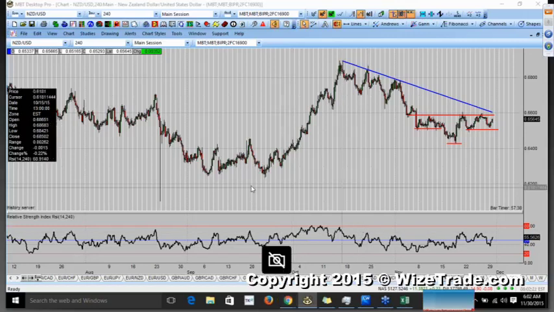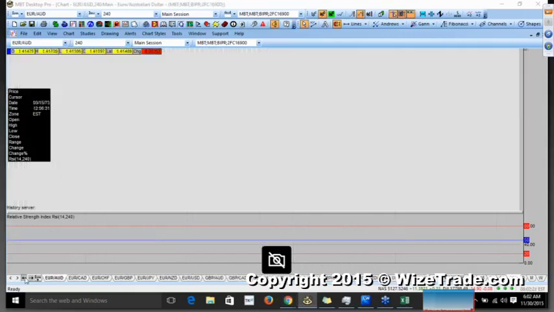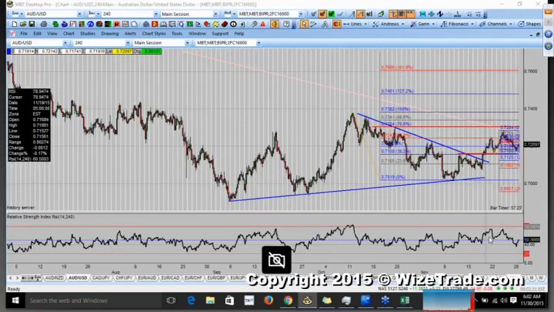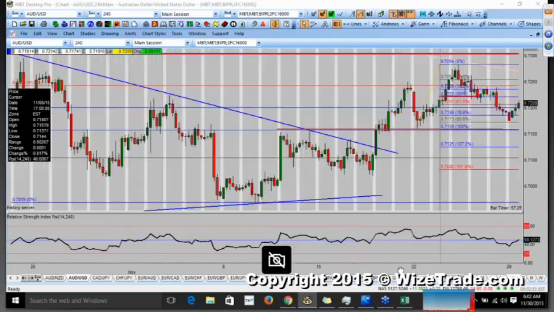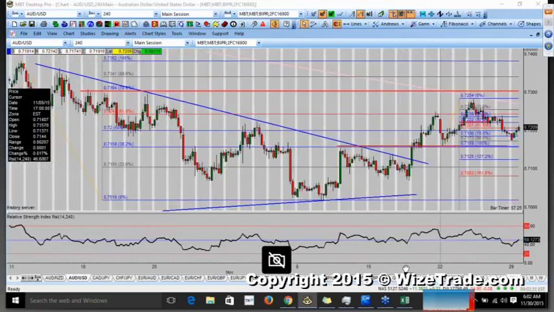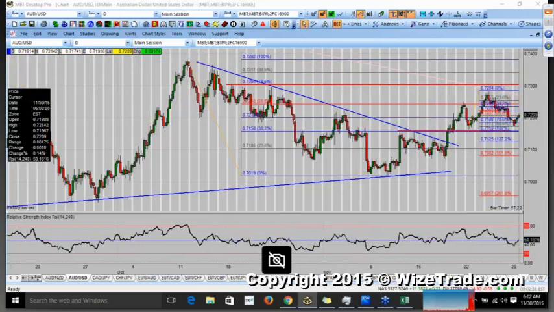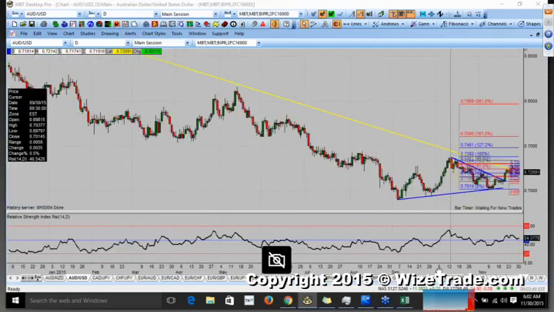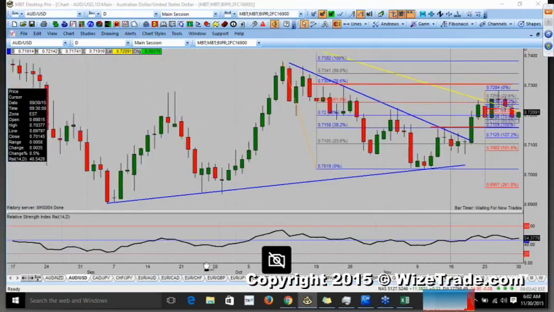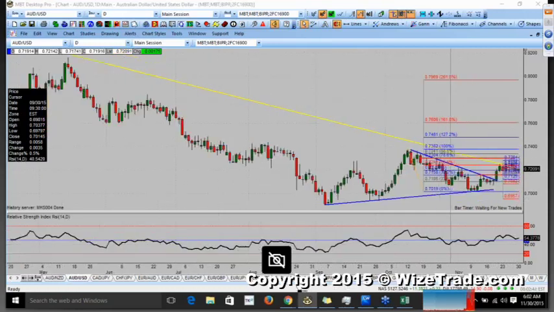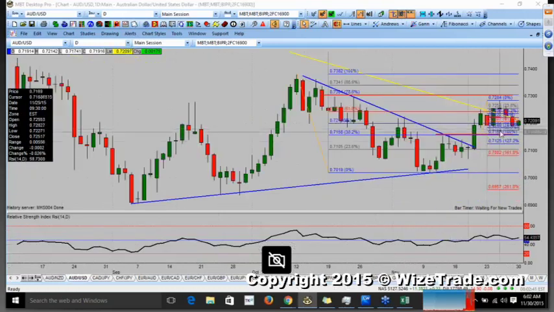Let's go over to the Aussie dollar really quick, and here is the Aussie. The Aussie's been bouncing around actually pretty good. Matter of fact, let me go up to a daily chart really quick. So here's that downsloping trend line. We've been trying to rally. I guess what I should do is delete some of this stuff, right?